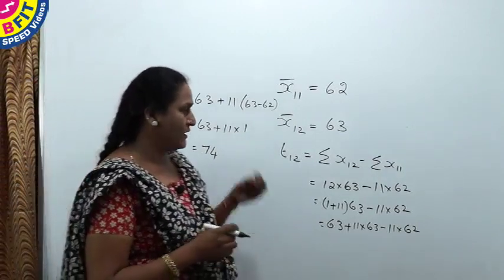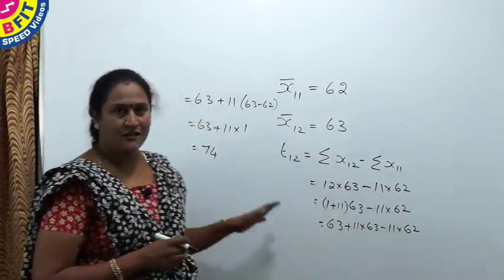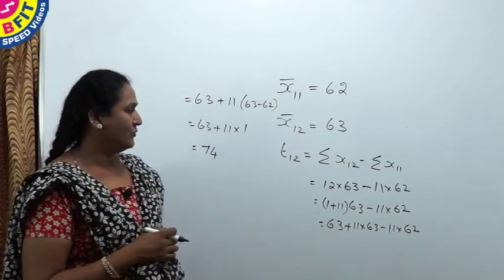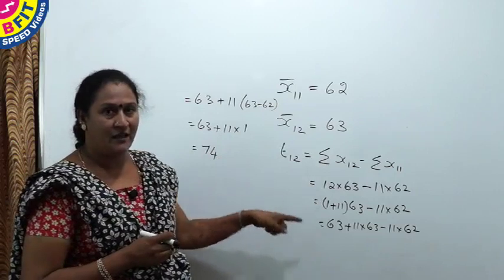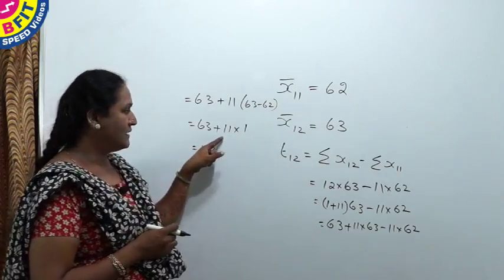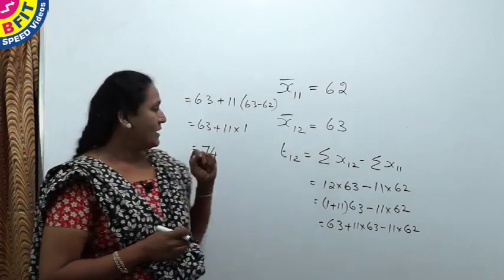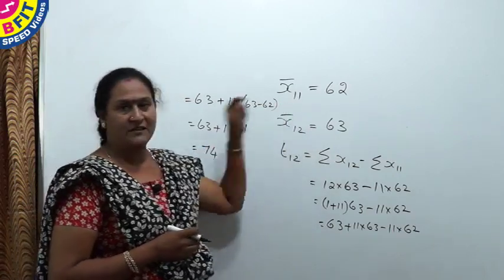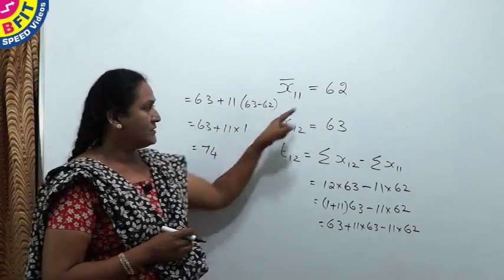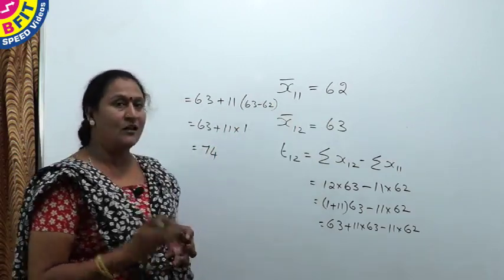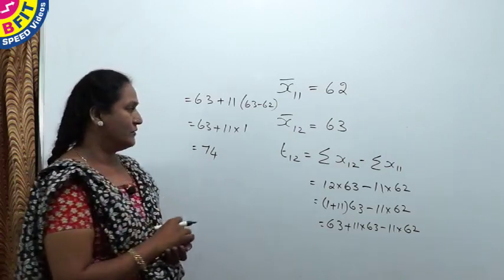Now to find this 12th term, instead of doing all this working, just by a mere shortcut you can find this value. When you see this working, it ends up with 63 plus 11 into 1, where 63 is the new average, 11 is the number of terms present earlier and 1 is the change in average. So now I will give you a shortcut to work this out.